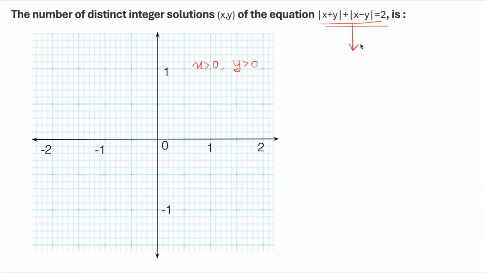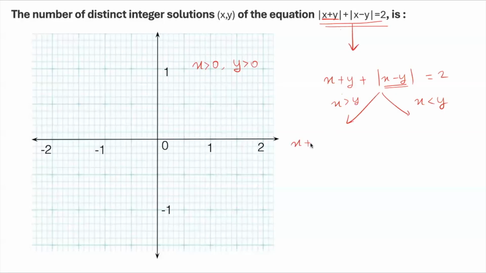So in the first quadrant, since x and y are both positive, x plus y is also going to be positive. So mod of x plus y will be x plus y only, plus mod of x minus y. Now mod of x minus y will depend on whether x is more than y or x is less than y. So I will now take two cases. The first case is when x is greater than y, and the second case is when x is less than y. When x is greater than y, mod of x minus y will be x minus y only, because x minus y will be positive.